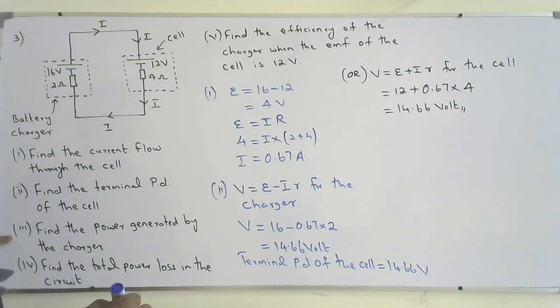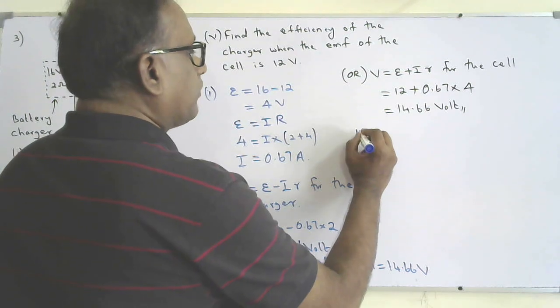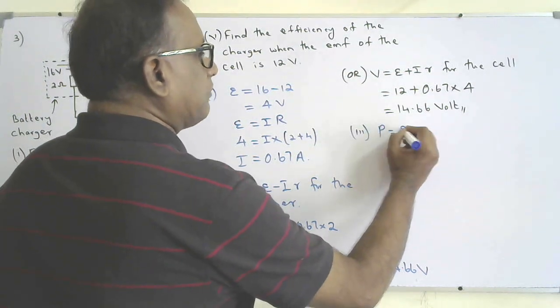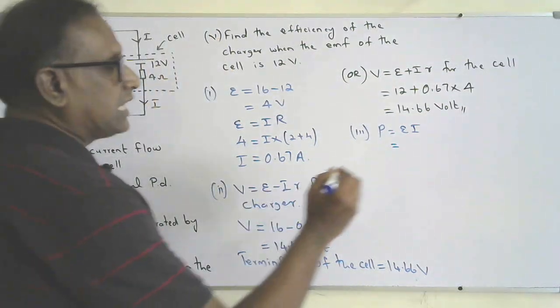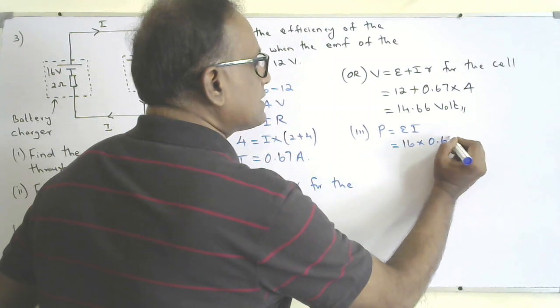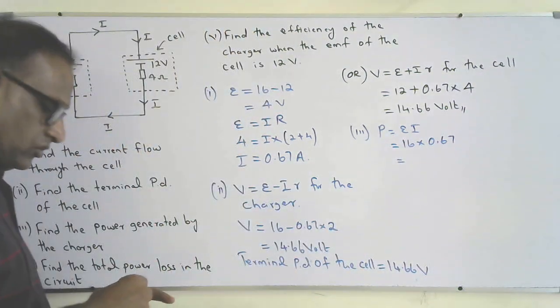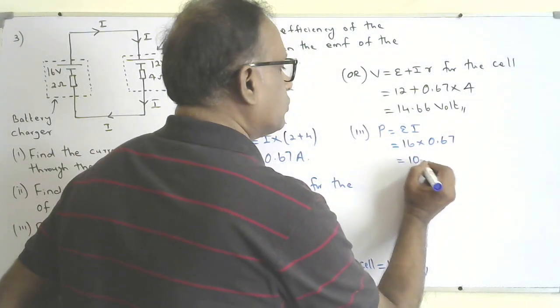Okay, third part, find the power generated by the charger. We know that power generated by the charger is EMF of the charger times current through it. EMF of the charger is 16 volt, times current through it, 0.67 ampere. Solve it, you'll get the power generated. That will be 10.72 watts.